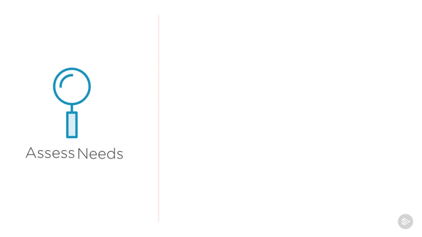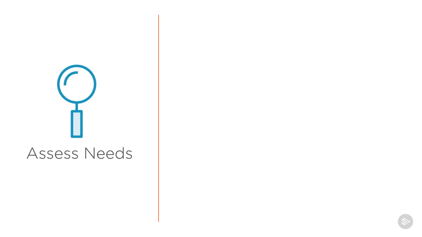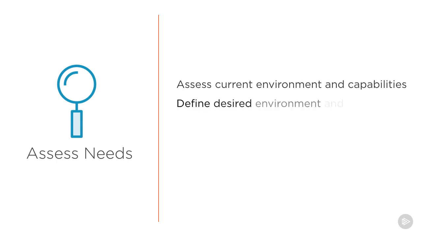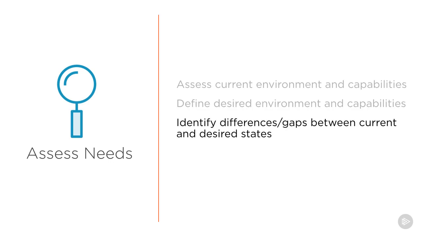When it comes to assessing needs, which will be the focus of the rest of this course, we want to assess the current environment and capabilities as it exists today. Then we want to define our desired environment and capabilities. This gets back to our idea of understanding the present and defining the future. Then we need to focus on how to get there. In other words, identifying the differences or gaps between our current and desired states.